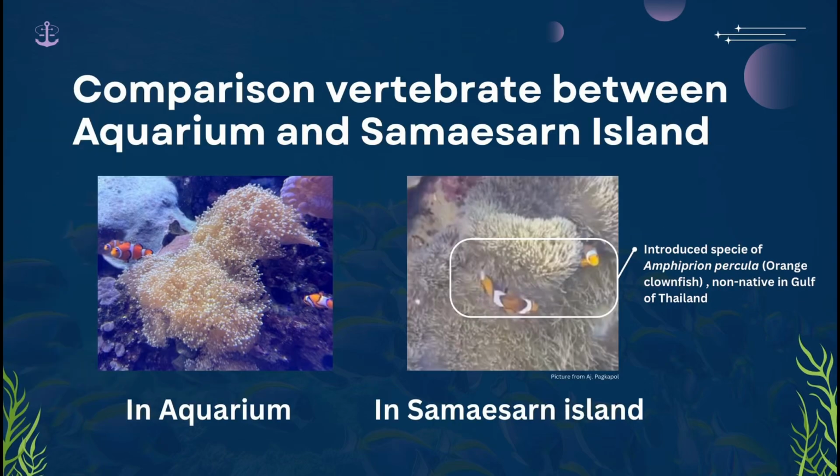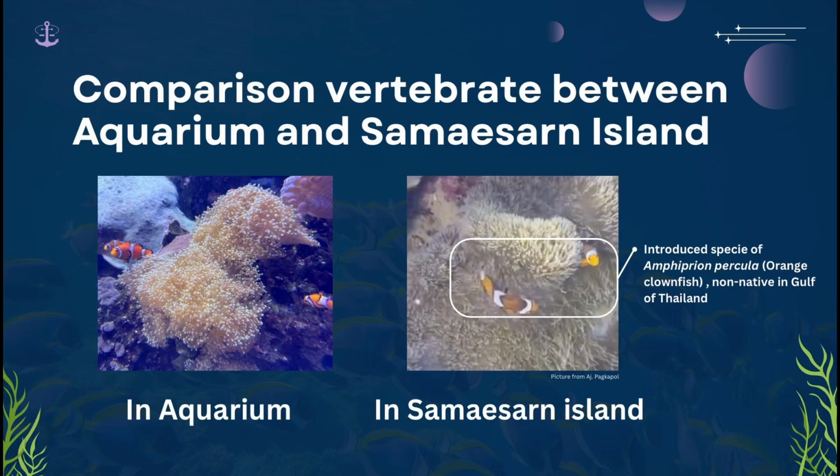Next, let's compare vertebrates between the aquarium and Samesan Island. In the aquarium, most clownfish found are captive bred, which allows for a wide variety of species and color patterns. Through selective breeding, they have developed diverse colors and markings, as well as strains that are better adapted to live in a tank environment.